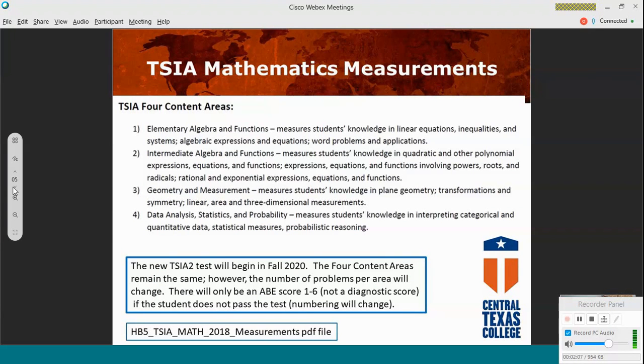The new TSI is going to start in fall. If you have more information, we'll let you know. There's going to be a little shift in the problems. We're going to have a couple more geometry and stats.